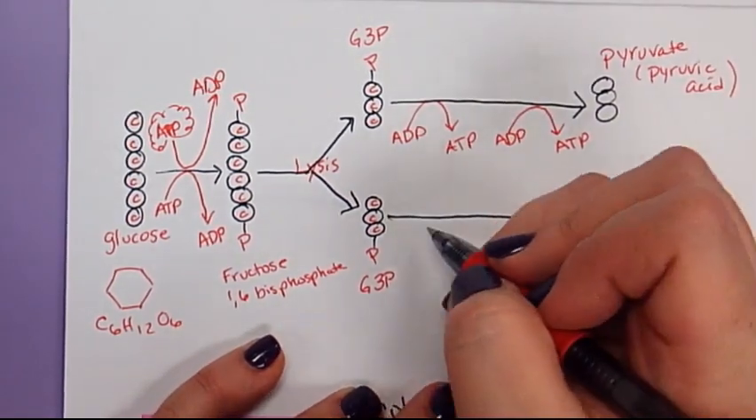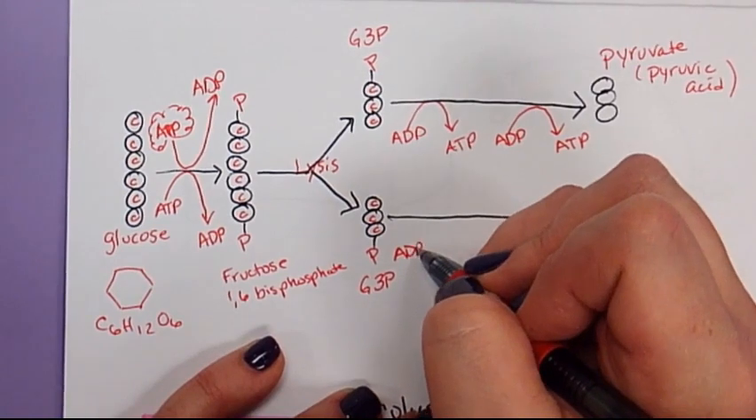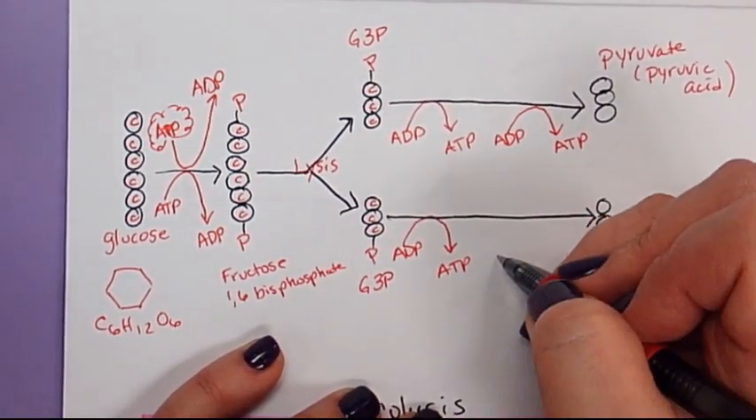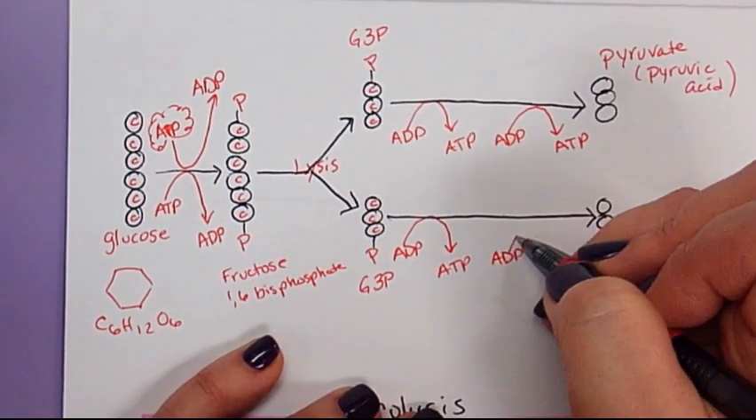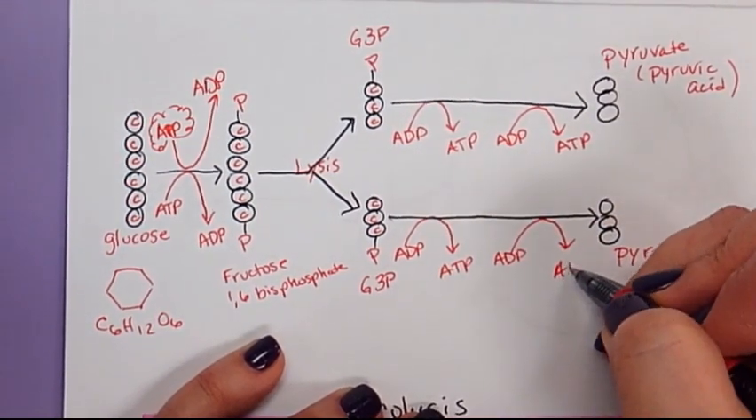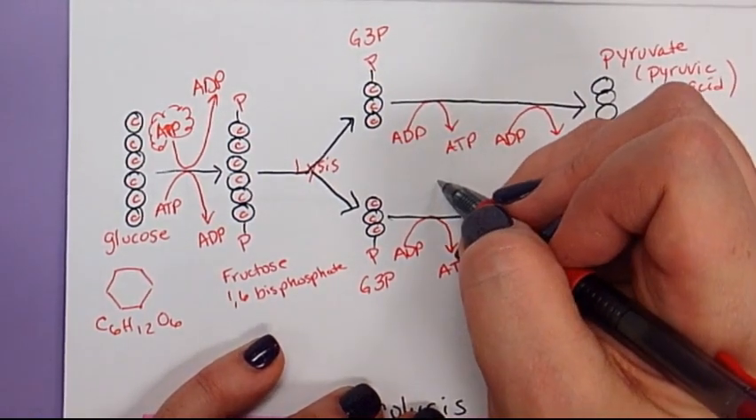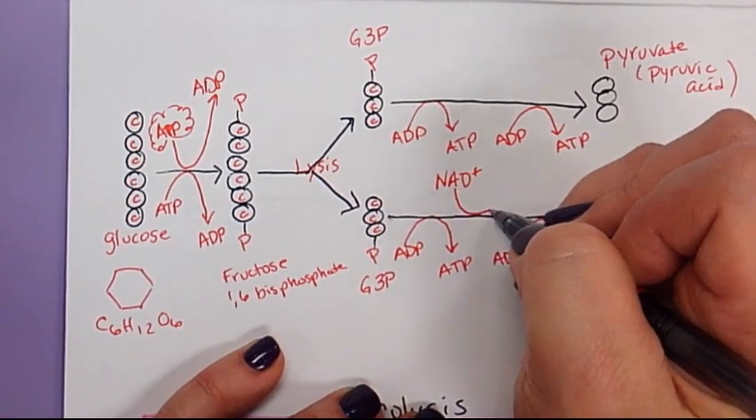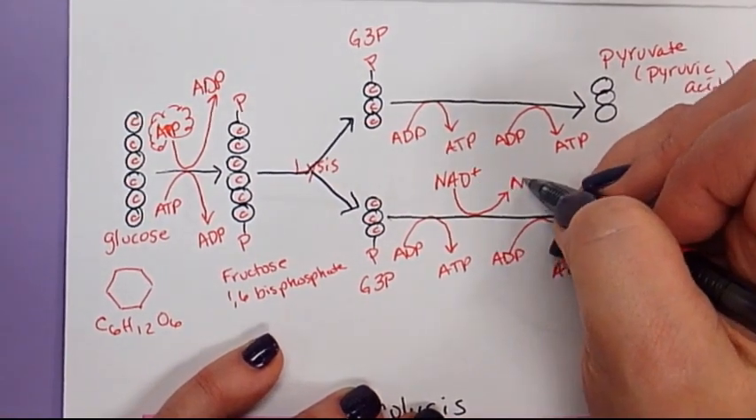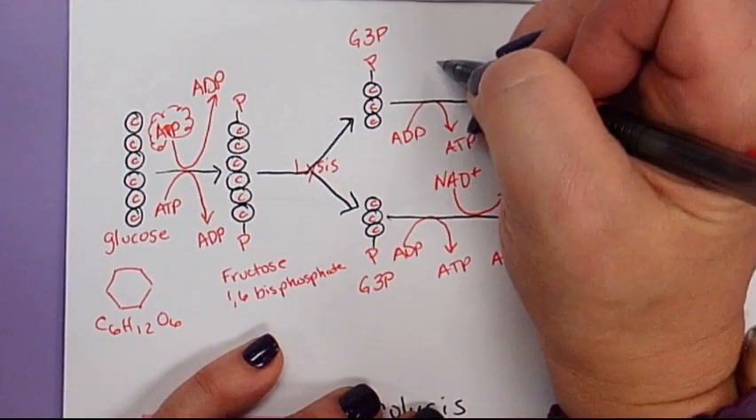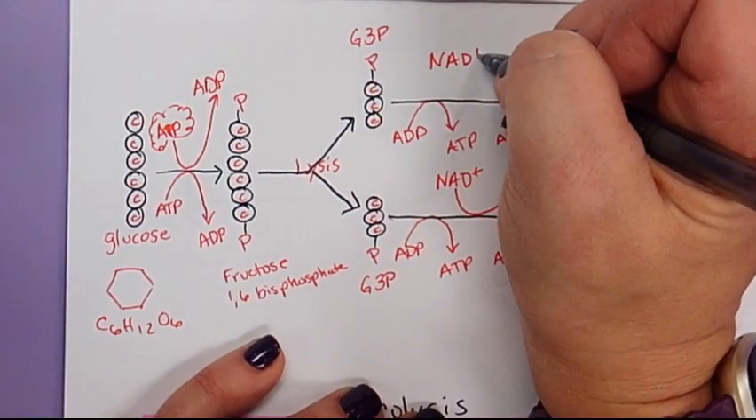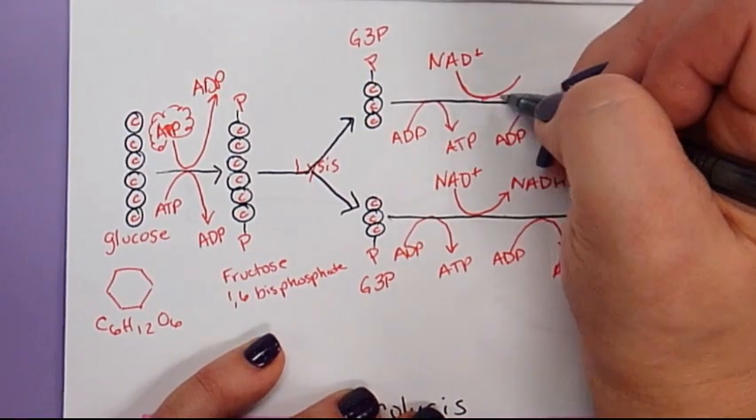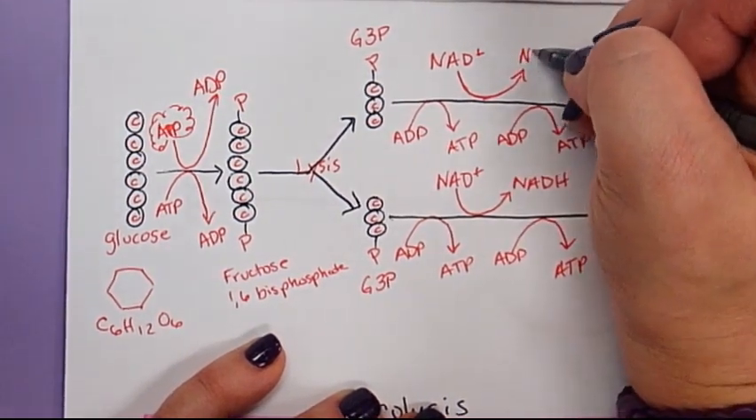So we're going to make 2 ATP, taking 1 G3P to a phosphate, and we're going to do that with each G3P. So we're going to end up making 4 ATP total. Now, in order to do that, we need to use our electron carriers. NAD plus is an electron carrier, and he's going to pick up an electron plus a hydrogen ion from our molecule. And that's going to turn him into NADH.